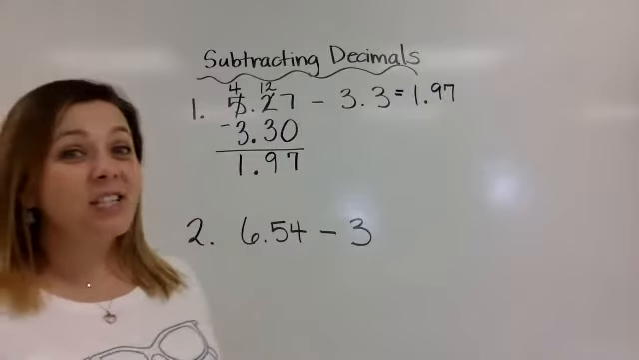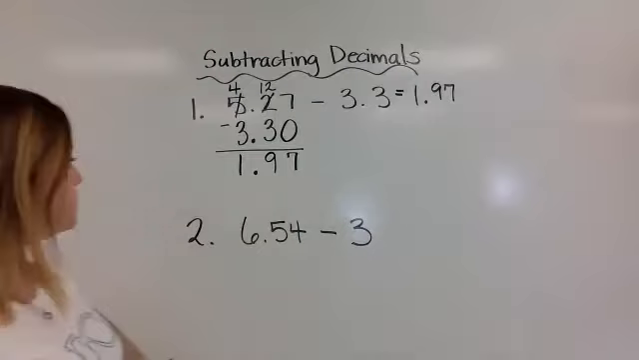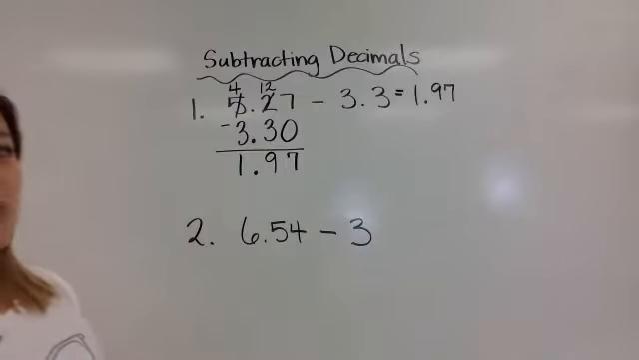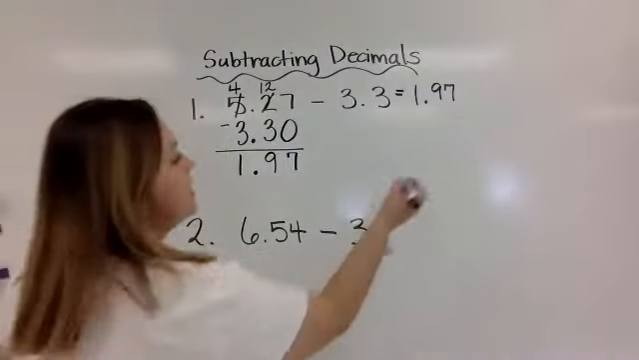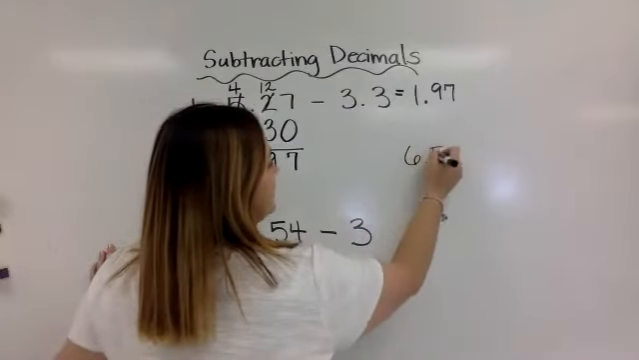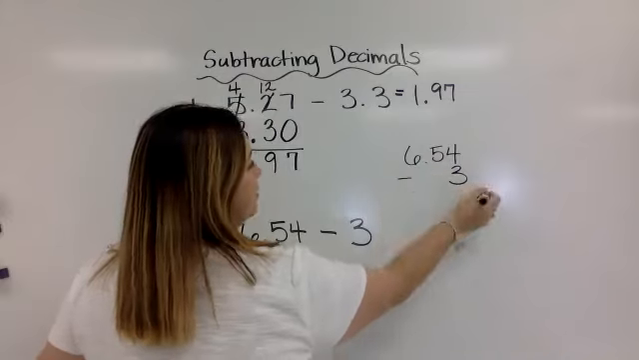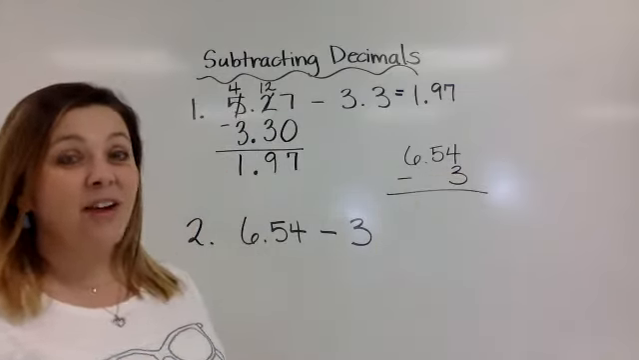Okay, let's try another one that seems to get a lot of people confused. So we have 6 and 54 hundredths minus 3. So first I'm going to show you the mistake a lot of students make. They'll take it like this, 6 and 54 hundredths, and put the 3 right there and subtract. But there's an error there. Do you know why?